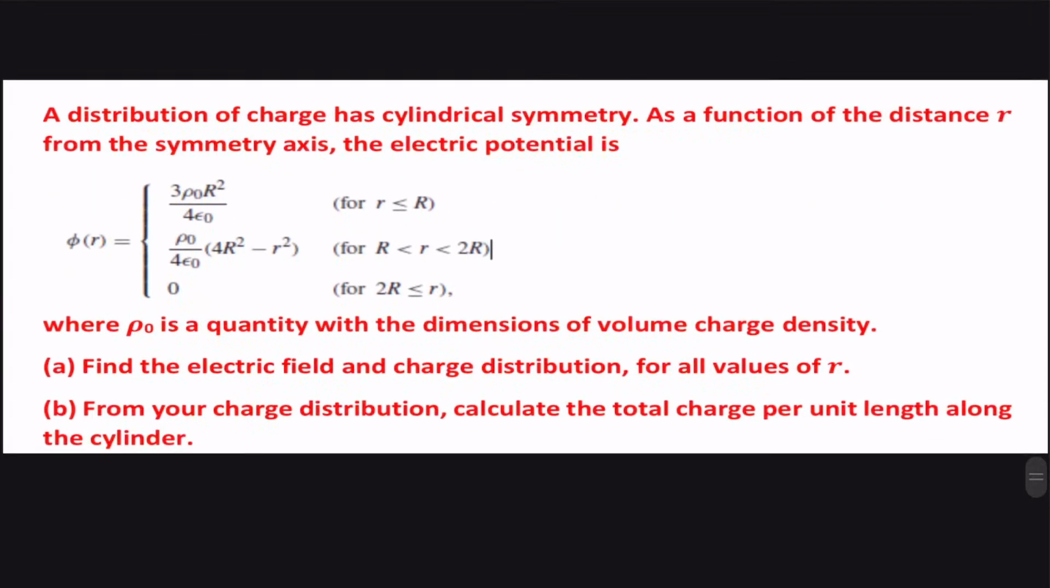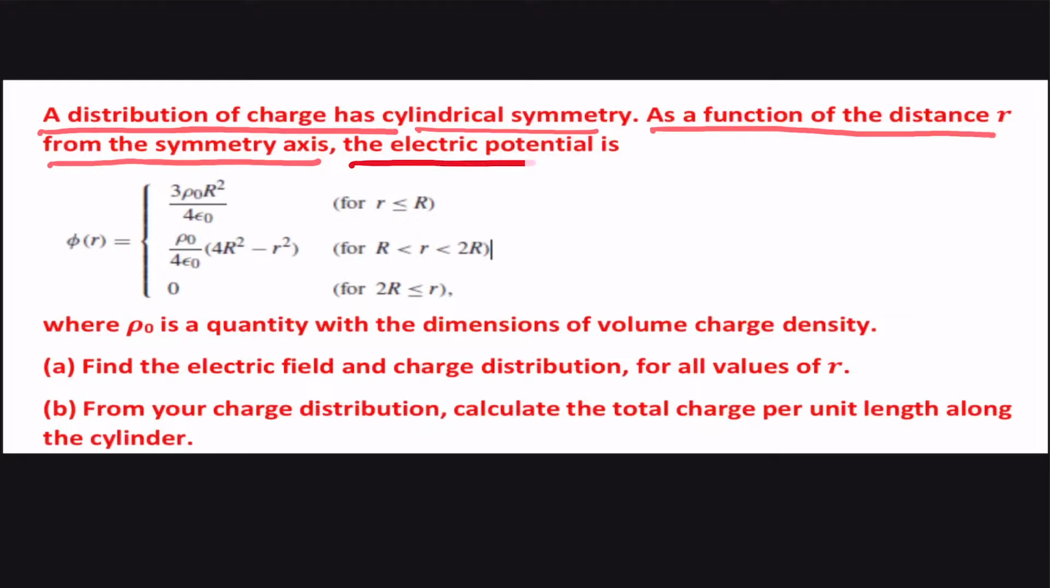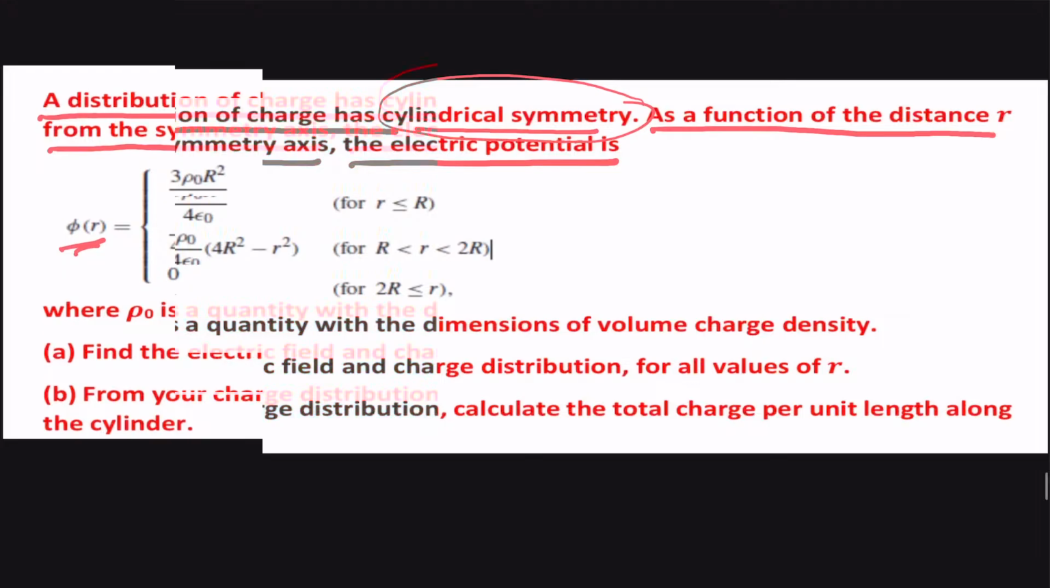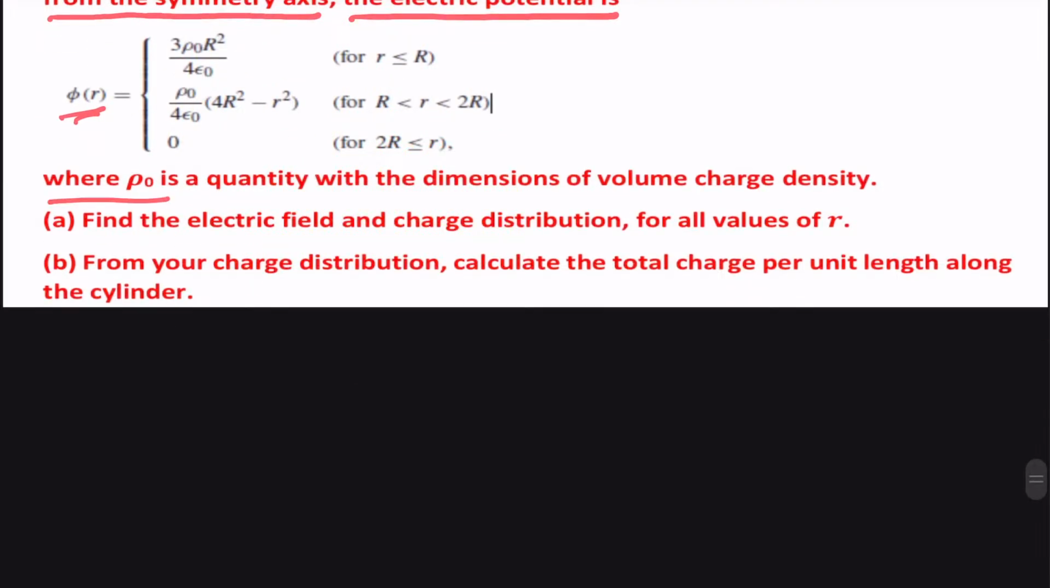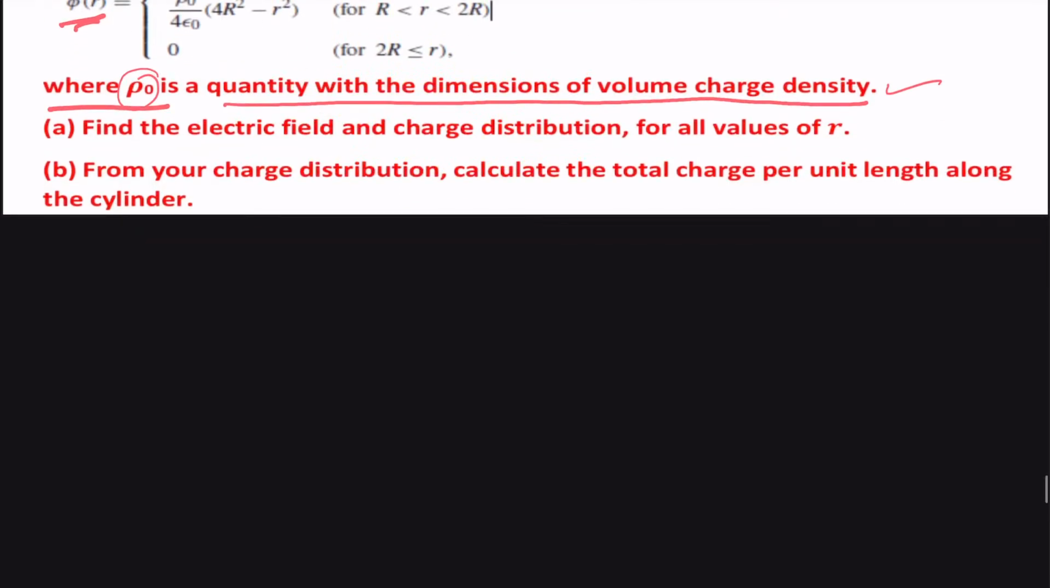It states that a distribution of charge has cylindrical symmetry as a function of distance r from the symmetry axis. The electric potential is given for a cylindrical symmetry, where rho naught is a quantity with the dimensions of a volume charge density. Ideally in every question they should have defined what rho naught is, but they have not defined it.